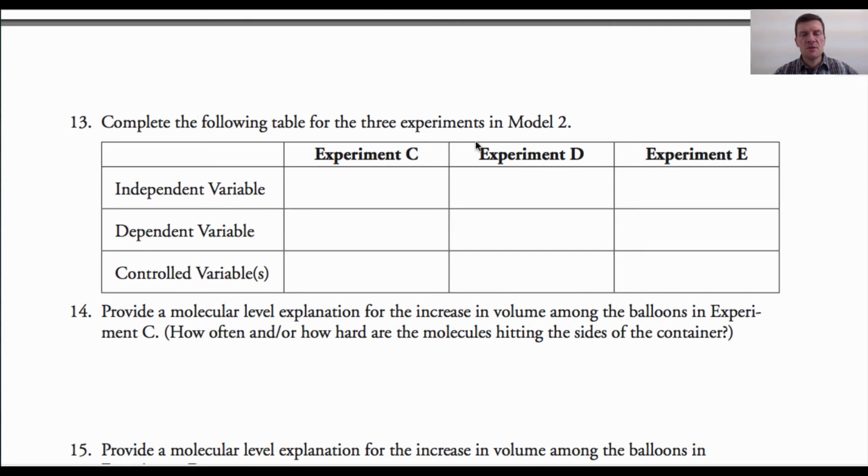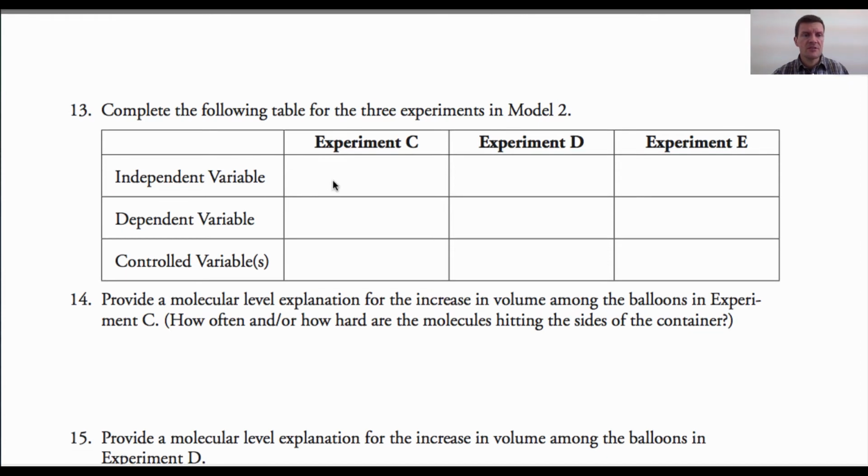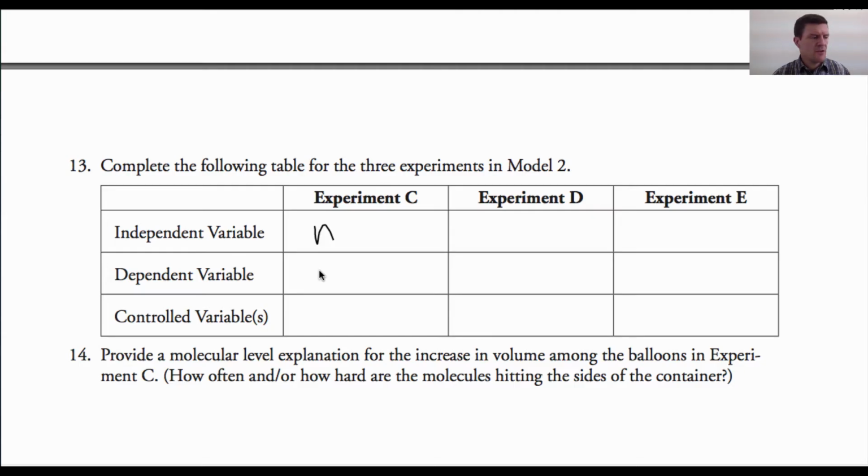Complete the following table for the 3 experiments in Model 2: independent variable, dependent variable, control variable. I'll just fill it in really quickly for you here so you can check. Independent variable in C, number of moles. Dependent variable is volume. Control is going to be temperature and external pressure. For experiment D, the independent variable was the temperature, volume was the dependent, and number of moles and external pressure are your controls. For E, external pressure is changing, the volume is the dependent one, and number of moles, number of particles in there, remember, the balloons are tied off, and temperature are your controls.